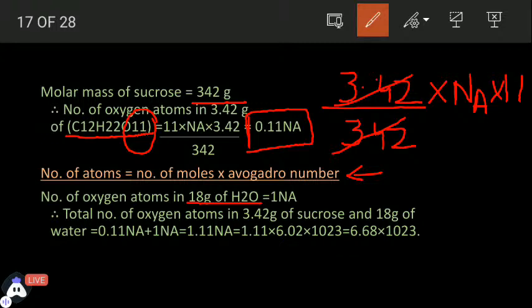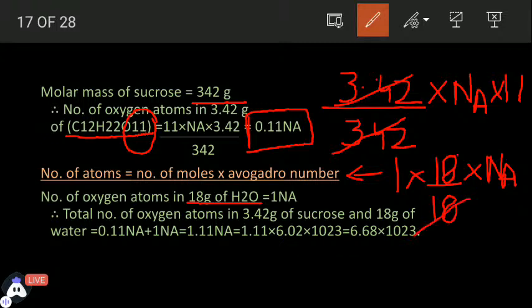So if we calculate the number of atoms in water, the formula for the number of moles is given mass in grams upon molar mass. There is 18 gram of water mentioned and the molar mass of water is again 18, into Avogadro number. Now, how many oxygen atoms do we have? We have just one oxygen atom in water. The formula is H2O. Since only one oxygen is there, it's one Avogadro number of oxygen atoms in water.